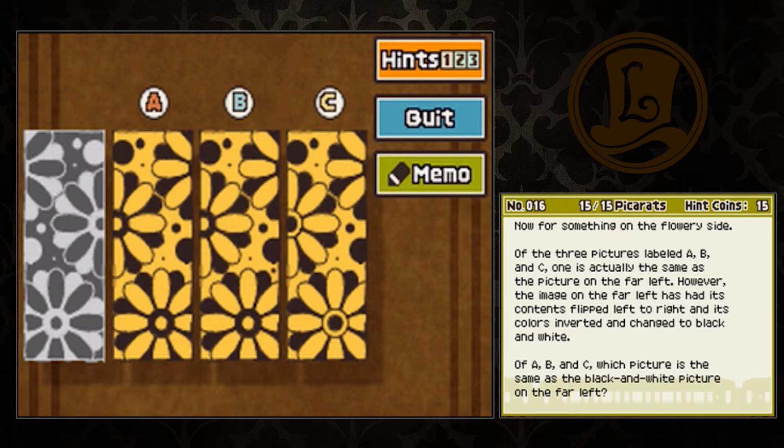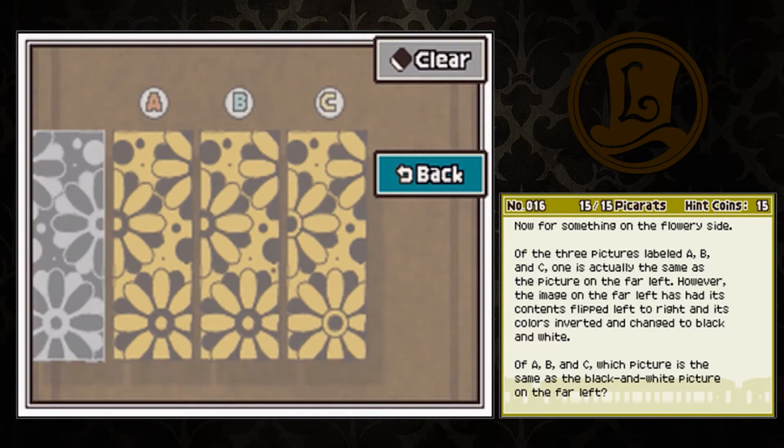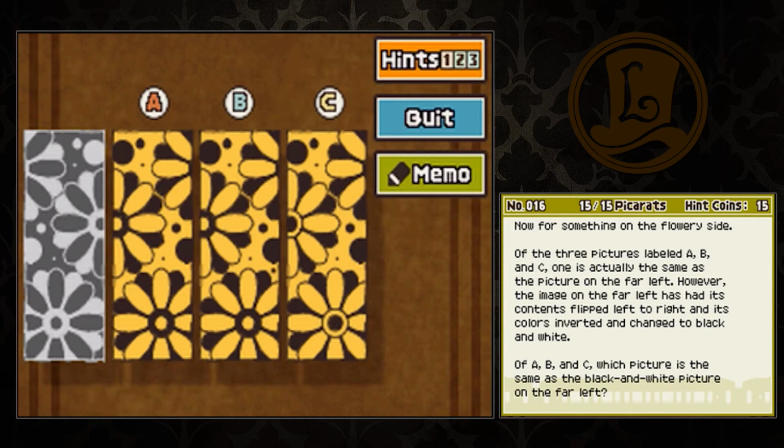Okay, I see one difference between A and B, and let me show you on the memo feature here. That is these little bubbles. This has two, that has one. So we need to know how many that other one has, which is only one. So the picture is A. Just leave it to me.